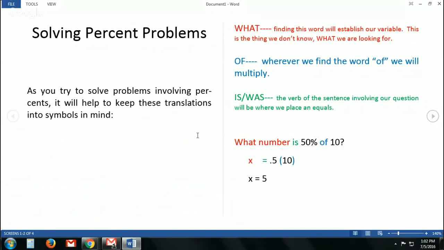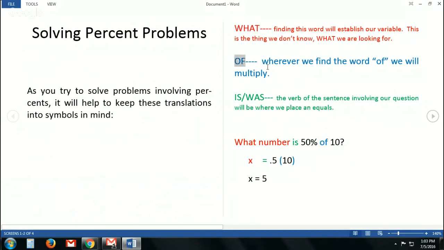Let's talk about solving problems involving percent. As you try to solve problems that involve percents, it will help to keep these translations into symbols in mind. The word what. This is the thing we don't know. This will help us to establish our variable. Whenever we see the word what, let's replace it with our variable. Usually I use X as my variable.